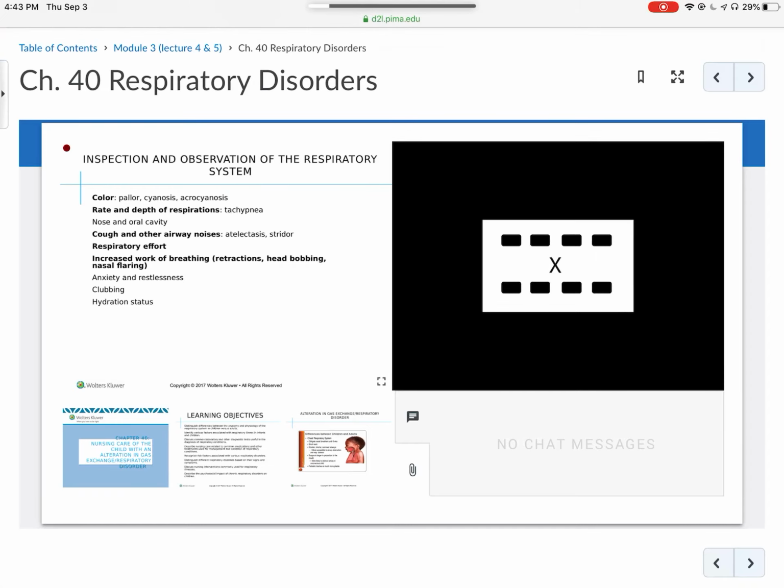What is their rate of respirations? How are they breathing? Are they tachypneic? Are they breathing at all? Do you see chest rise and fall? So we're thinking a lot about that. We also are thinking about, is their nose clear?